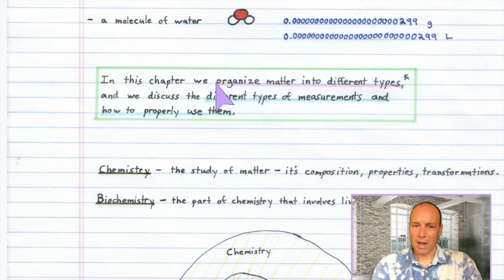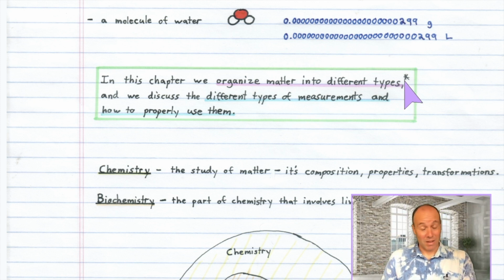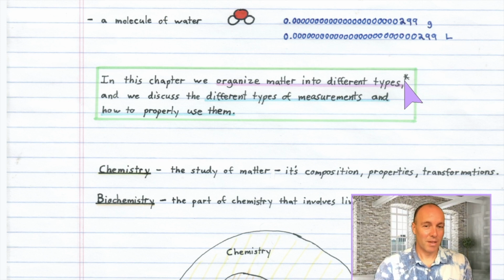Now, I should note that matter is categorized into different types depending on how you want to do it. There are different ways to categorize matter, and it depends on who's doing the categorizing. So we'll discuss 3 different ways to categorize matter in Chapter 1. In this video, we'll just talk about the first way. So hang on one moment.